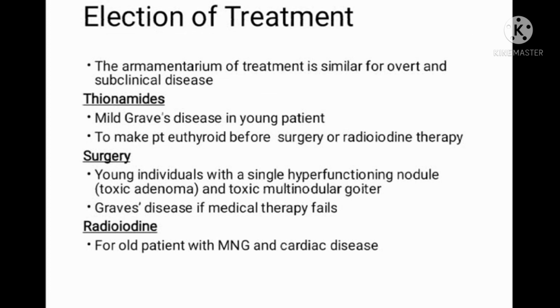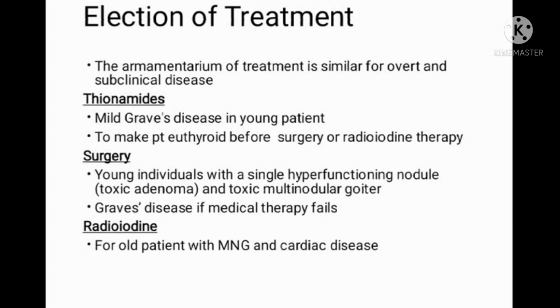When it comes to the last section, selection of the treatment option, the armamentarium for subclinical hyperthyroidism and overt hyperthyroidism is almost similar. So we will use antithyroid drugs, surgery, and radioactive iodine therapy as possible treatment options. Thionamides or antithyroid drugs are used in mild Graves' disease in young patients, and in patients with toxic multinodular goiter and single hyperfunctioning nodule to make them euthyroid before surgery and radioiodine therapy.